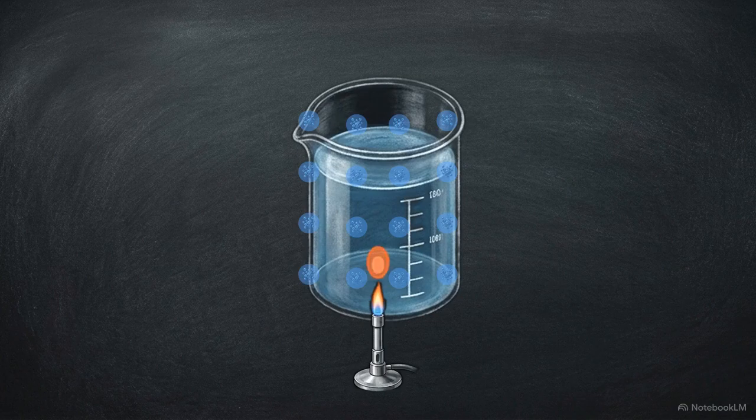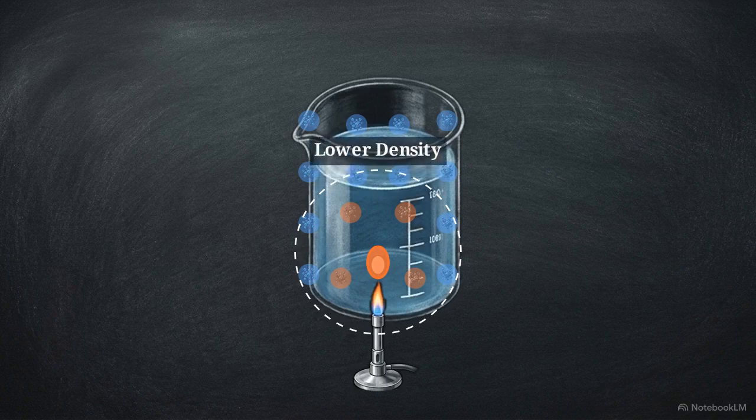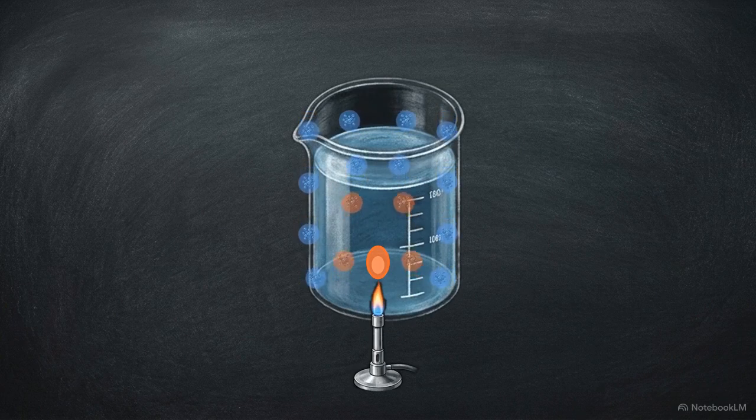The process begins microscopically. The fluid particles situated near the heat source gain kinetic energy and begin moving at higher velocities. Because these particles are moving faster, they push against each other more forcefully. As a result, the physical spacing between the heated particles increases. The volume of this heated region expands. Since the mass of the fluid in that region remains constant, this expansion causes the localized density to drop.